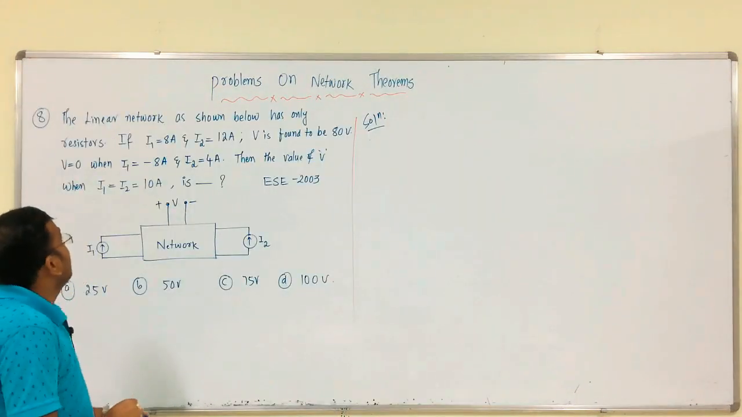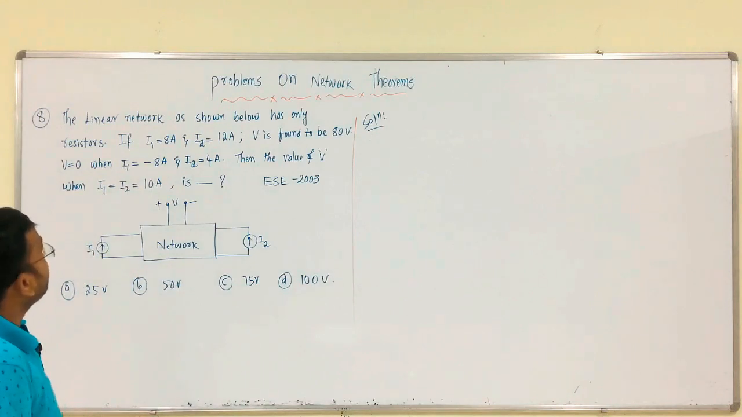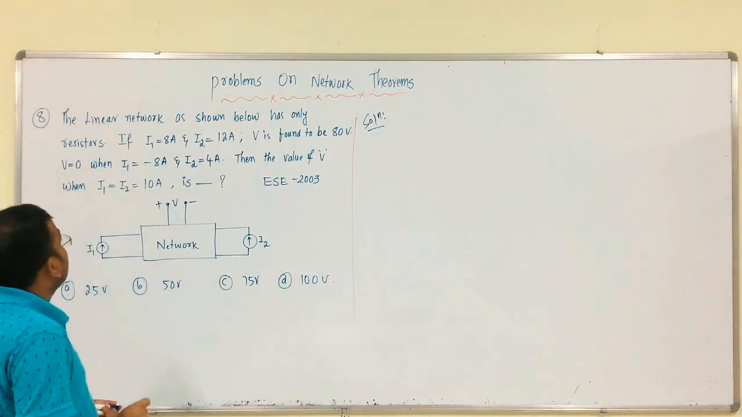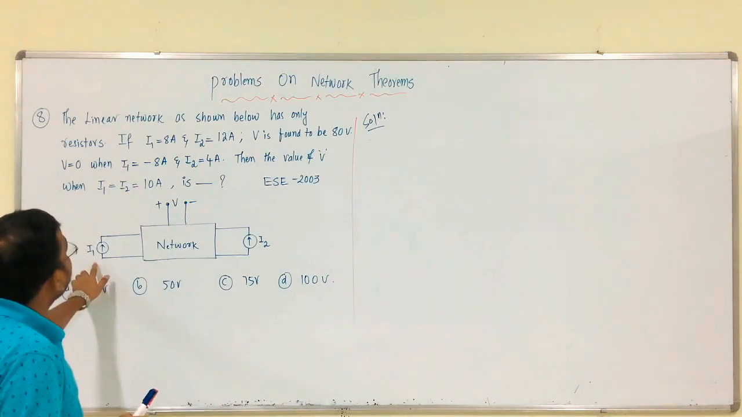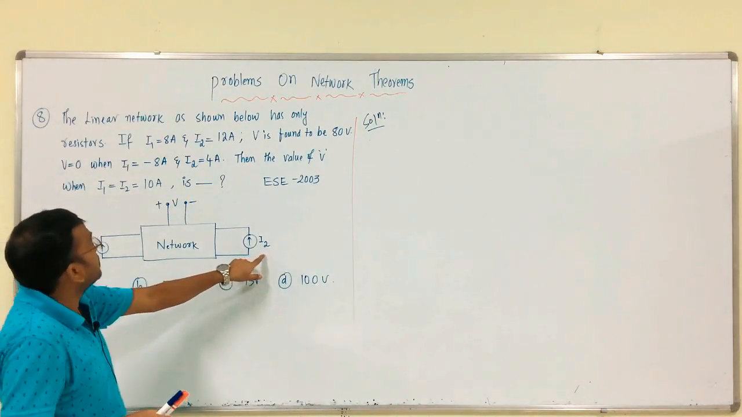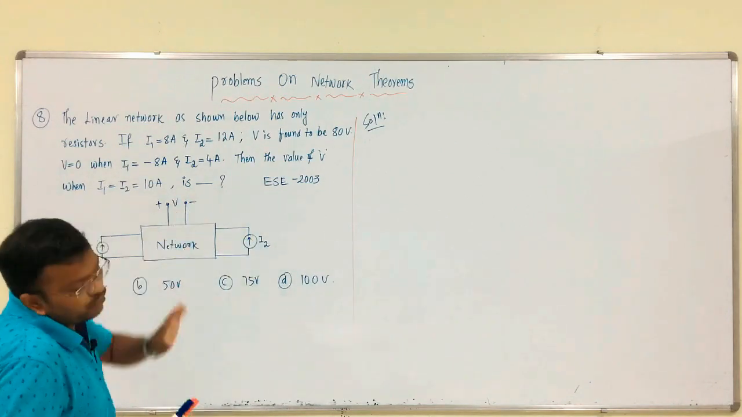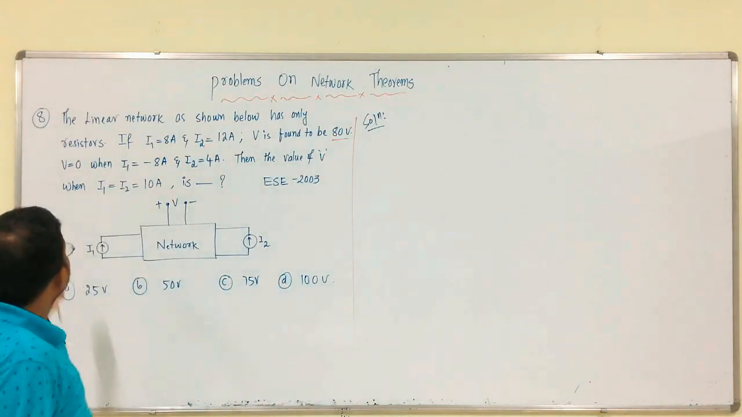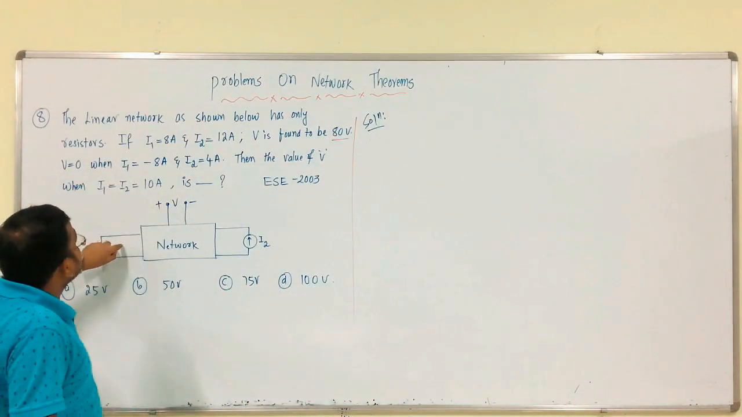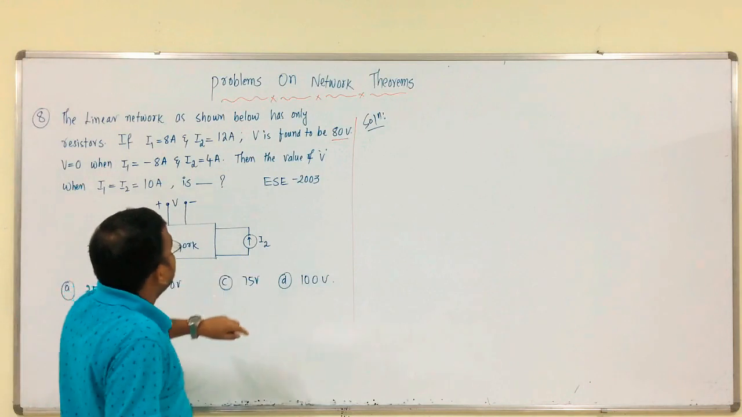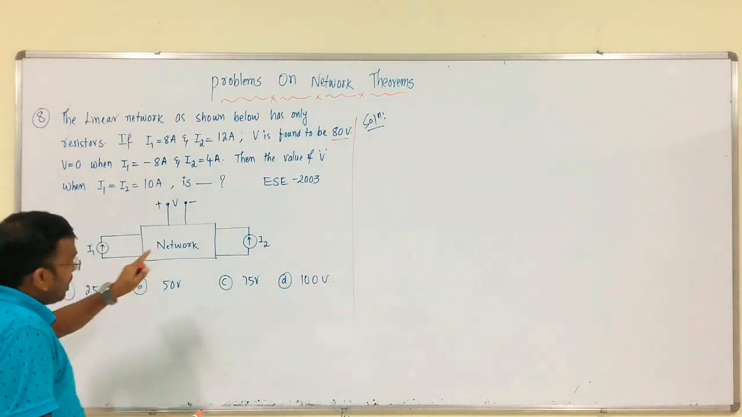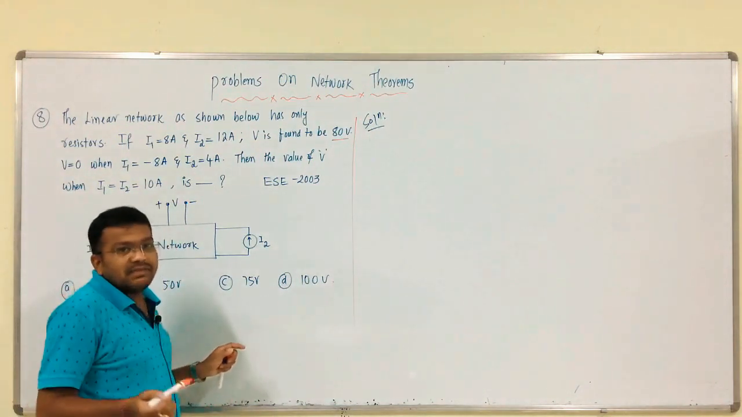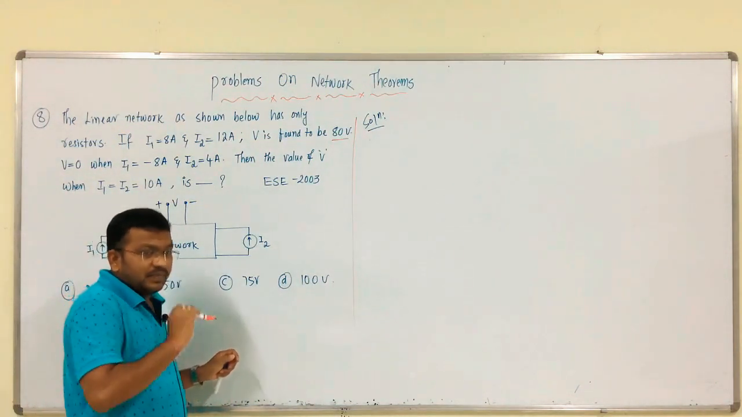Next one is the linear network as shown below has only resistors. So this network is having only resistors. Then if I1 is 8 amps and I2 is 12 amps, then V is found to be 80 volts, right? Then V is equal to 0 for I1 is minus 8, I2 is equal to 4. Then what is the value of V when I1, I2 is equal to 10 amps? So this is the same like the 7th problem, right?